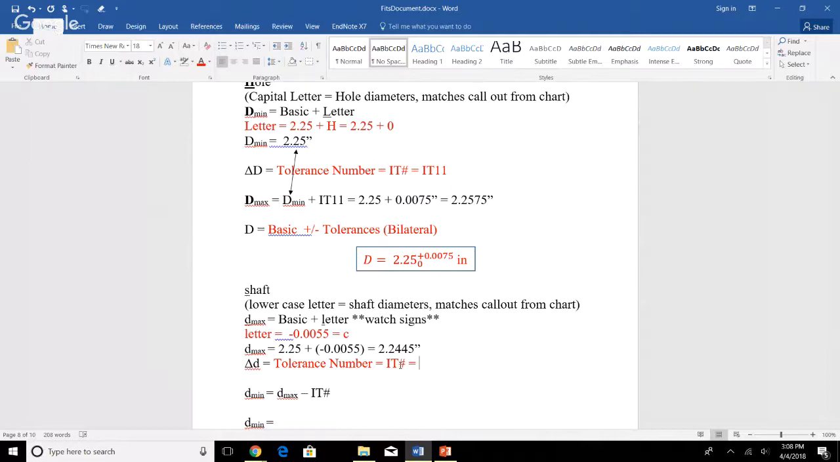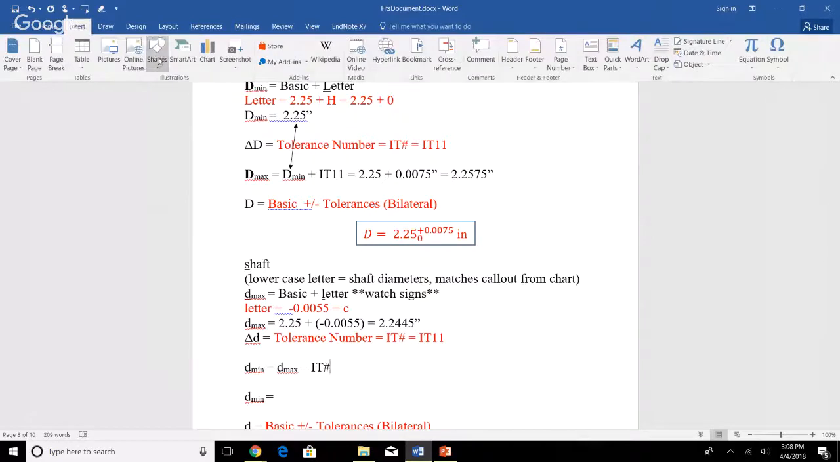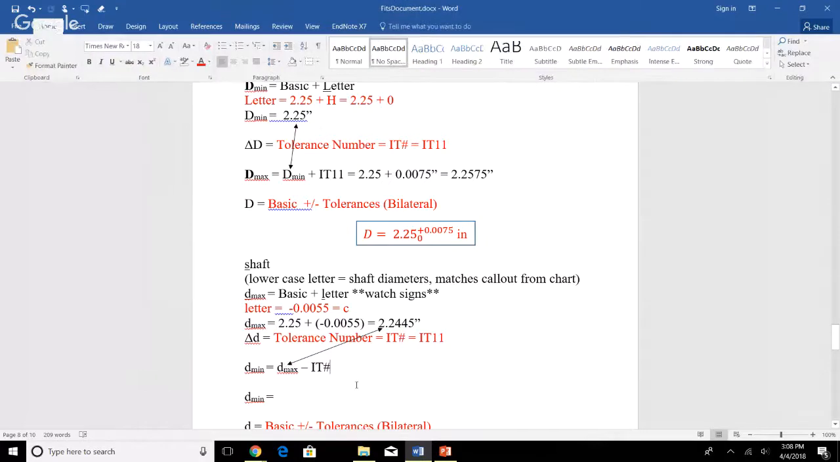And for this particular problem, it is IT11. So we come down here, and then we have our formula for this. That is our D maximum minus our IT number. And then same concept as before, where we have to calculate the D maximum before calculating the D minimum. So this D maximum comes from this number that we calculated before minus our IT number. And then our IT number was 0.0075 inches.